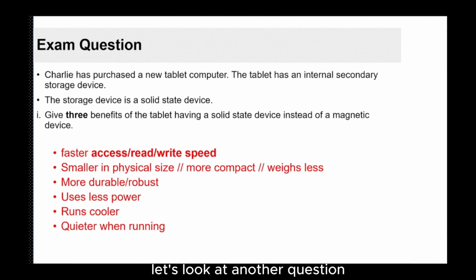Let's look at another question. Charlie has purchased a new tablet computer. The tablet has an internal secondary storage device. Give three benefits of the tablet having a solid state device instead of magnetic. One thing you should remember when answering these questions is that you should always link it to the scenario. So, you would say, Charlie would benefit because the solid state device has faster access and read write speed, is smaller in physical size, is more durable, uses less power, runs cooler, and is quieter when running.